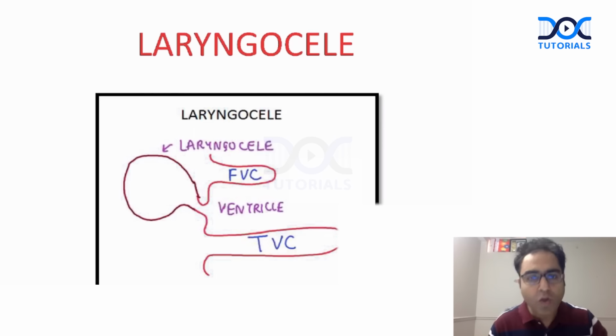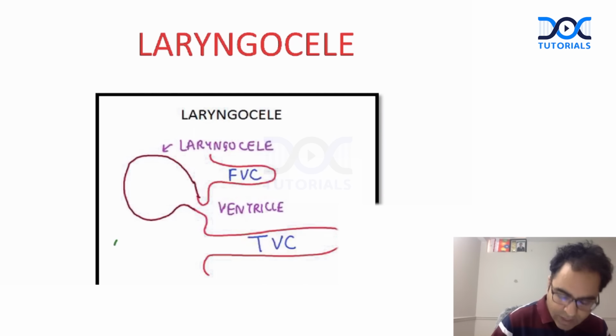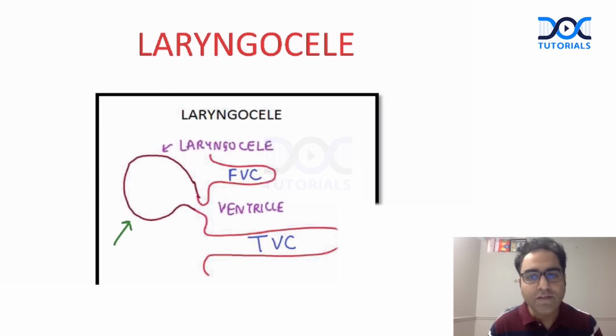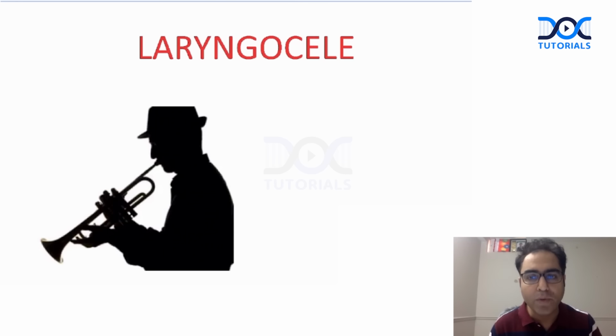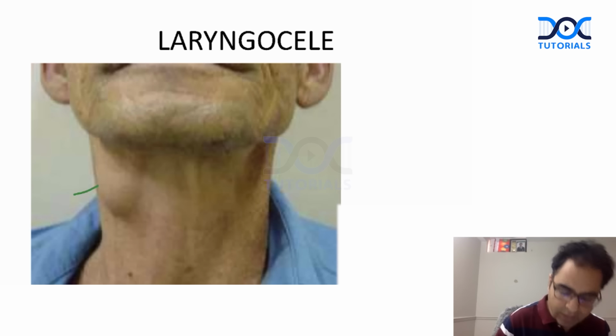Now, if the saccule becomes big in size, look at this one. The saccule became big in size, and the disease is called laryngocele. So the saccule is a normal structure, but if it becomes over-distended, it makes a disease called laryngocele. Laryngocele is common in trumpet blowers or bagpipe blowers, people who use wind instruments. The history will be a trumpet blower or a saxophone player, and that patient has developed a neck swelling. Basically the saccule has become bigger and is herniating out.